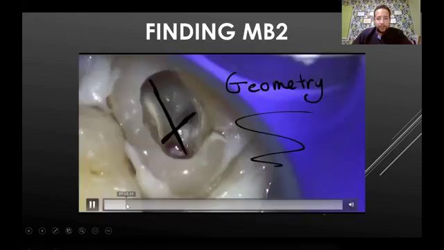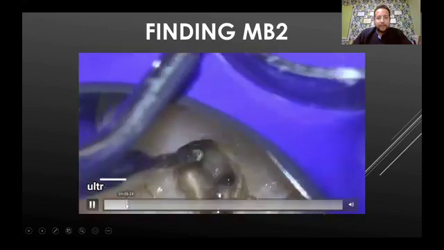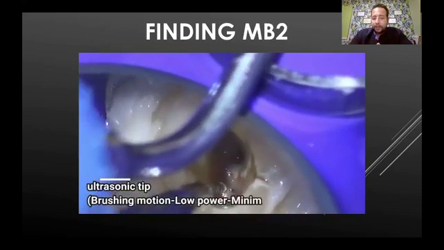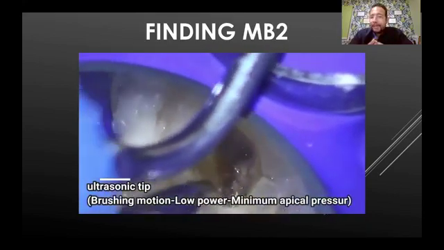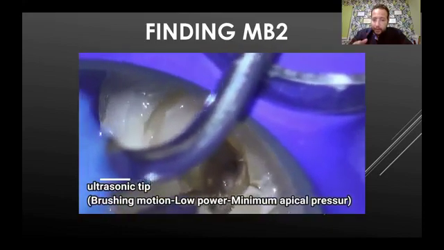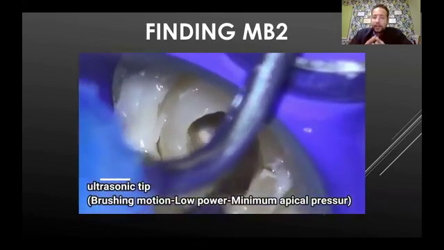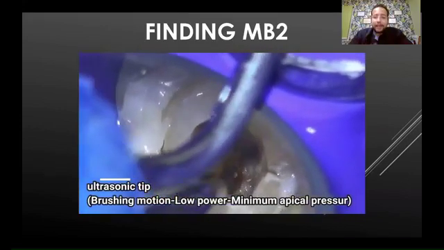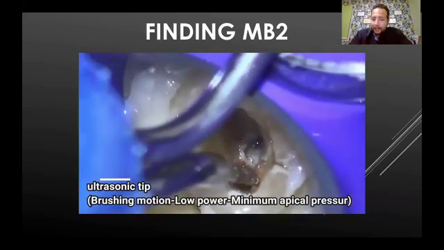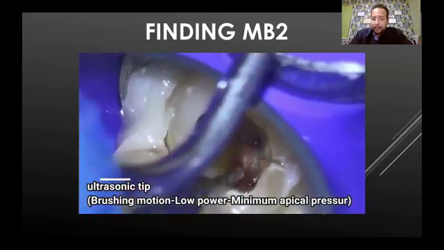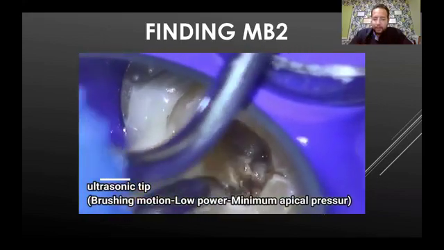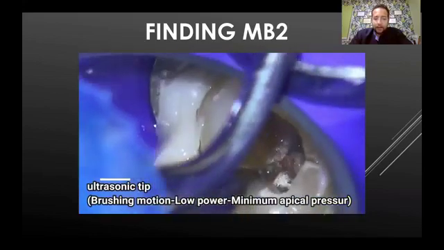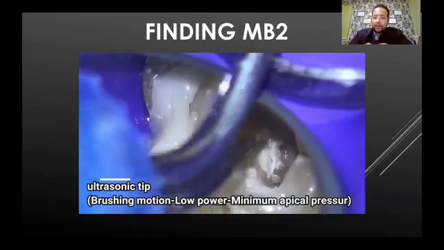This is the geometry, as we said. Now let's start with ultrasonic. With ultrasonic you have to do three things: brushing motion, low power, minimum apical pressure. When you use ultrasonic to search for MB2, three criteria: brushing motion, low power, and minimum apical pressure. Take your time. The pulp floor is very delicate, very thin in some areas, so you don't have to use high power or push apically very hard. Just brushing motion, minimum apical pressure, and low power settings.